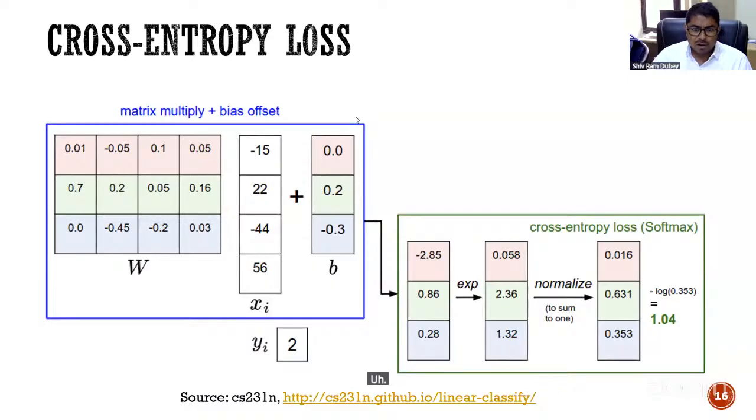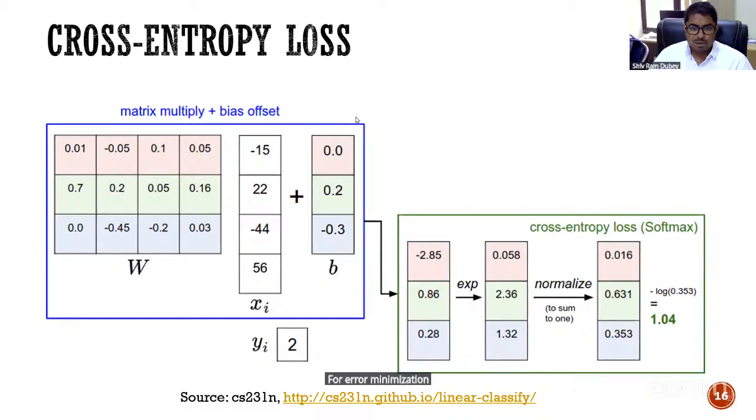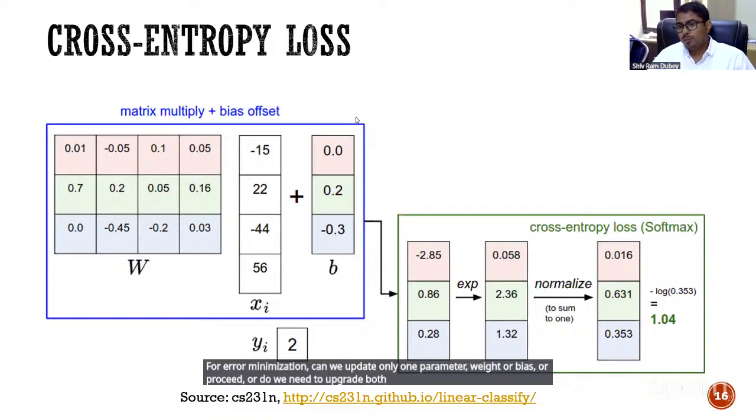Each row of weight matrix is a weight vector associated with each class. Yes. So first row of the weight matrix W is for the first color class, second row is for the second class, third row is for the third class. For error minimization, can we update only one parameter, weight or bias, or do we need to update both? We need to update both, because the class scores that we are getting at the end depend upon both W and V. So we need to update all the parameters.